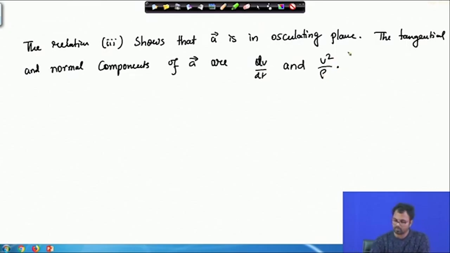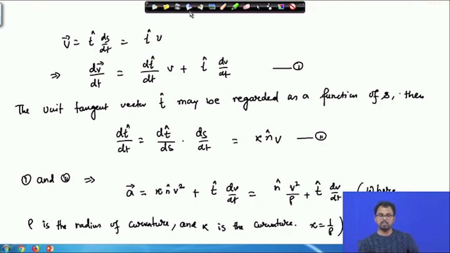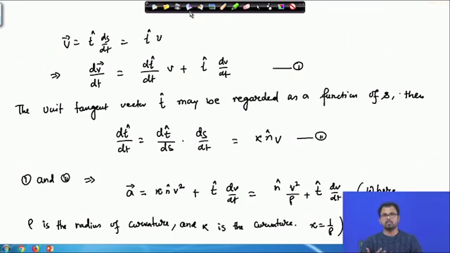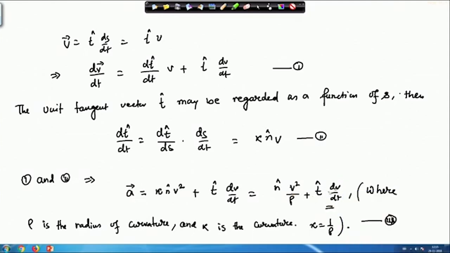So, from this relation we can see clearly that the acceleration vector lies in the plane of t and n, and it is perpendicular to the binormal vector b. So that means the vector a lies in the osculating plane, and the tangential and normal components of a are given as dv/dt, where v is the speed, and v square divided by rho, where rho is the radius of curvature. So this is another nice formula to remember, that the acceleration vector lies in the osculating plane.